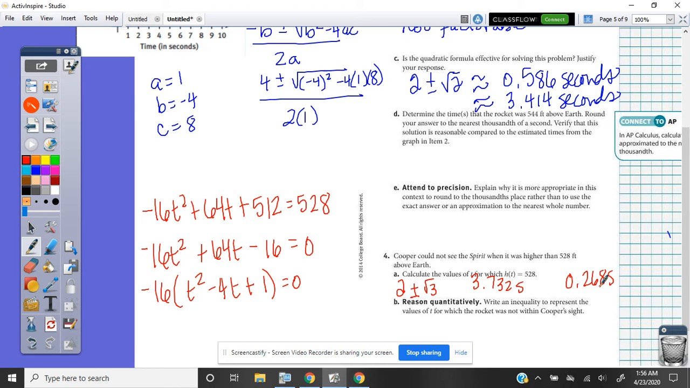Okay, so write an inequality to represent the values for t for which the rocket was not within Cooper's sight. So when it was between 0.268 seconds and 3.732 seconds, it was not in his sight.